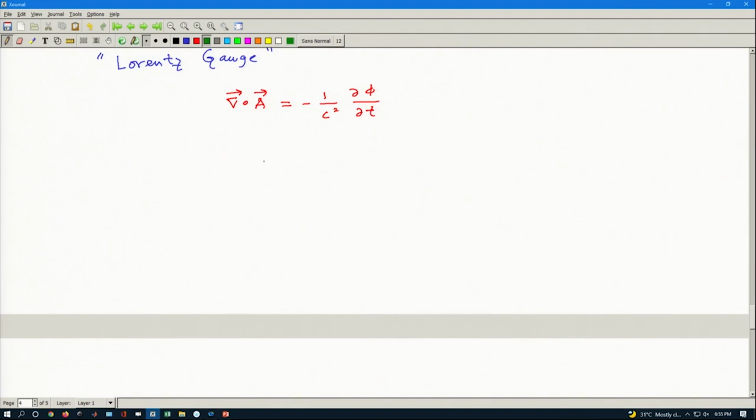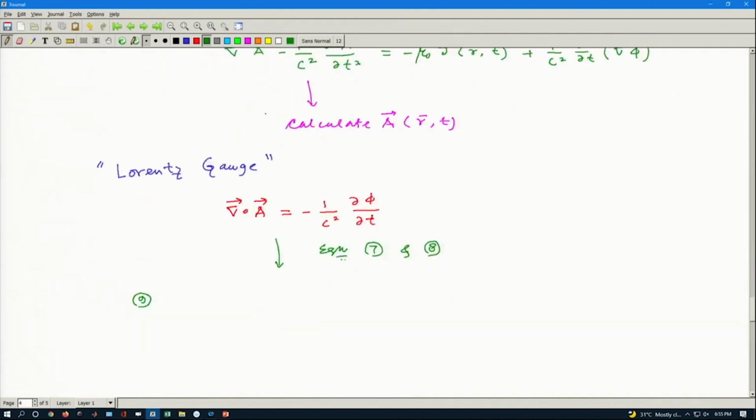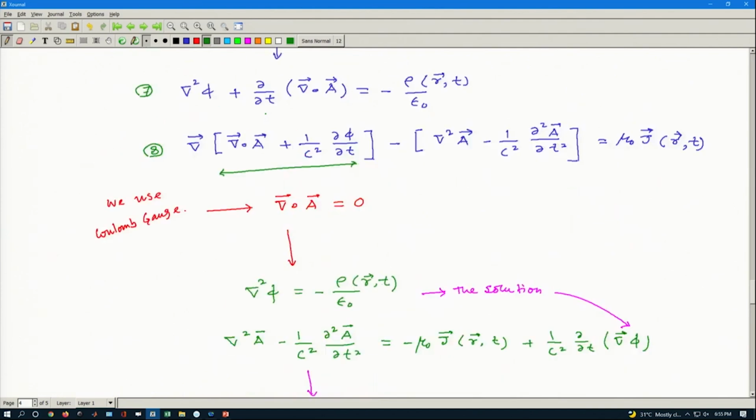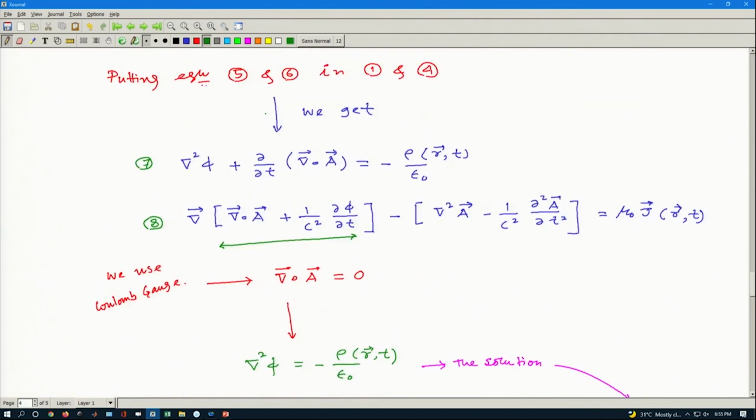So, with this condition, equations 7 and 8 become much simpler, and that is this. So, we have say equation 9 now. After putting this condition into equation 7, what do we get? We get this.